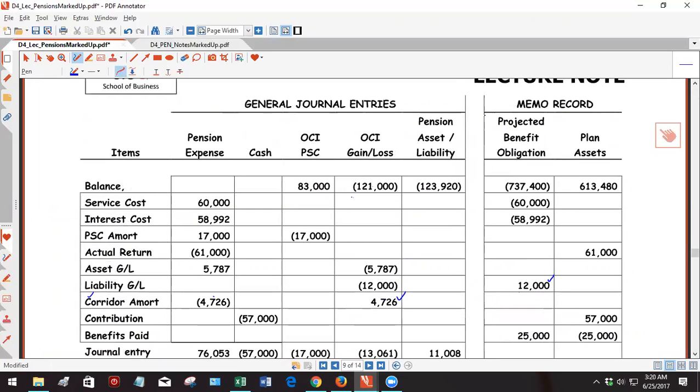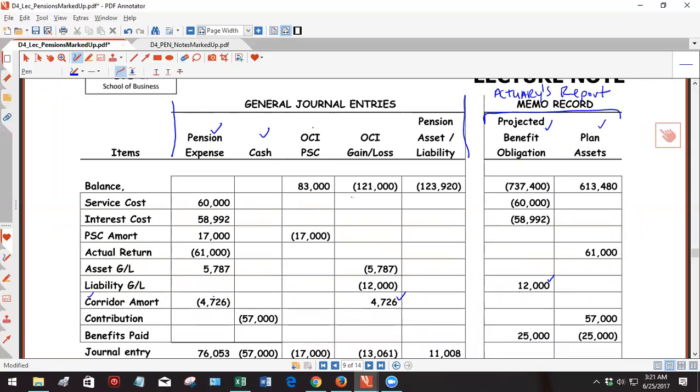In the worksheet, over here in this memo record, this is the actuary's report. And again, the actuary is a person who knows a lot about statistics and values risk, for like car insurance, life insurance, and here pensions, which are in a sense insurance. So we have the PBO and the plan assets, which come from the actuary, and over here, these are all accounts. It's the journal entry, but these are all accounts in the ledger, and these are all the accounts you'll ever see in pension accounting.